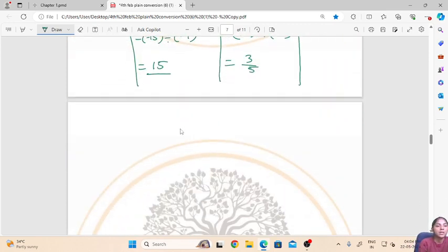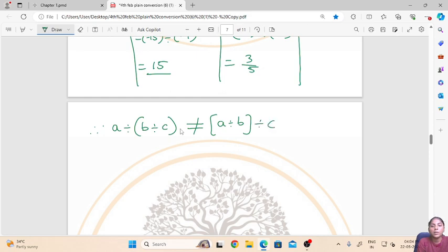Thus we can say that therefore A divided by bracket B divided by C is not equal to bracket A divided by B divided by C. So thus we say that division is not associative for integers.